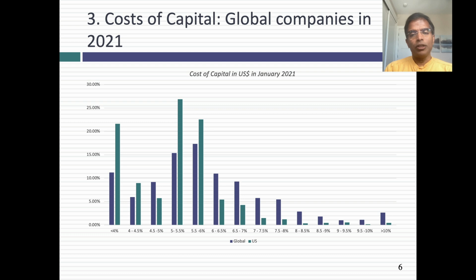Which brings me to a third distribution: cost of capital. If you've never seen a cost of capital before, it is what companies use as hurdle rates. It's what they use to decide whether projects are good or bad. And basically it reflects their cost of raising funding from equity and debt. So without going into the mechanics, I compute the cost of capital in US dollars for all publicly traded companies at the start of every year.